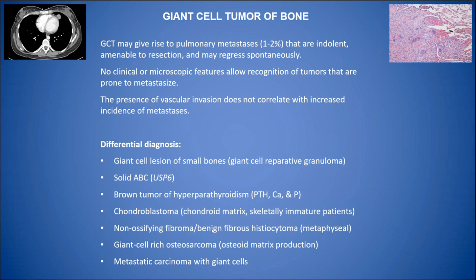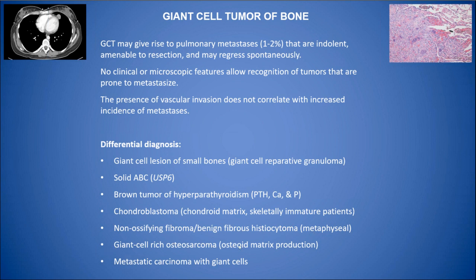Non-ossifying fibroma and benign fibrous histiocytoma are lesions that tend to occur in the metaphysis of the long bones, but very rarely will involve the epiphysis. And like I said before, the distribution of the giant cells in these other lesions that are not giant cell tumor is usually non-uniform, clustering around areas of hemorrhage. And of course, they will be negative for G34W.